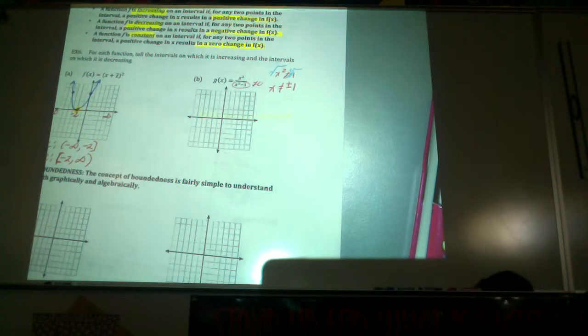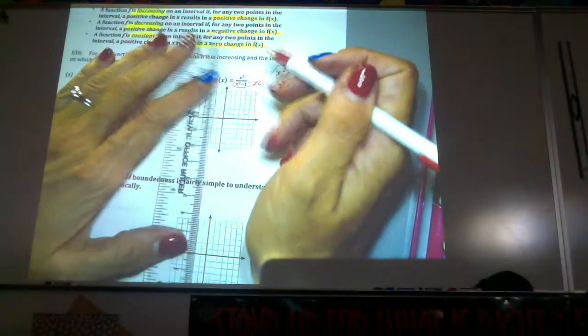Thank you, x cannot equal. So that means I have a vertical asymptote at 1 and -1, which is what you're seeing on the graph.